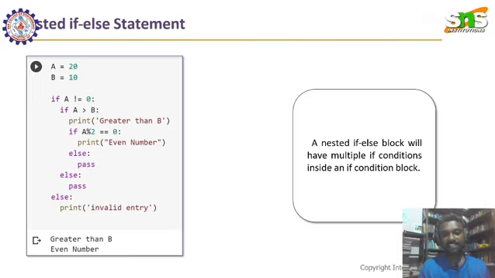The next one is the nested if else statement. Very simple concept. A nested if else block will have multiple if conditions inside an if condition block. See this program again. If a is not equal to 0, then it comes to another if condition. This is the reason for the nested if else condition. Nested means inside an if else condition, we have included one more if else condition inside the if condition. That is called nested.